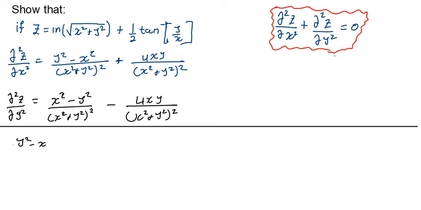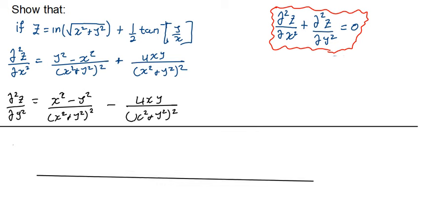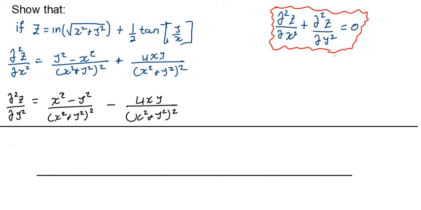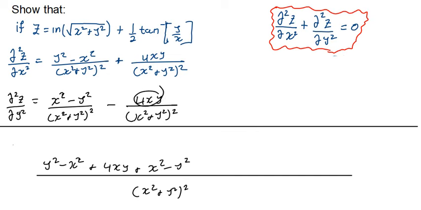By the way, maybe before I even do that, what you observe is that the denominator is the same. It's common, in simple terms. So you're going to have your x squared plus y squared squared, like that. Then I write the numerator for that, and that's y squared minus x squared. Then plus this one, that's 4xy, plus your x squared minus y squared, which is this part. Then you go to this part, which is a minus 4xy.